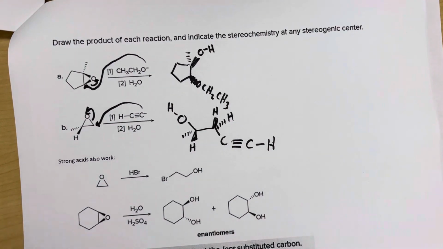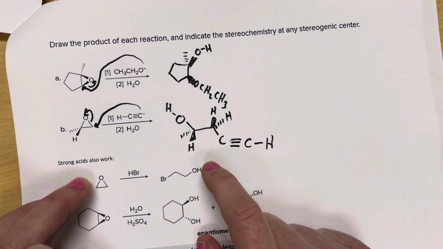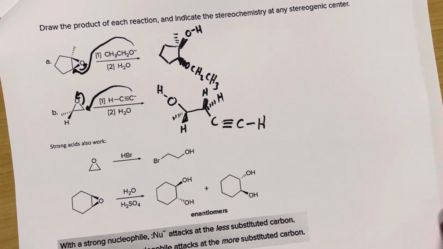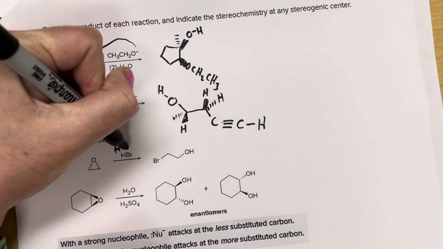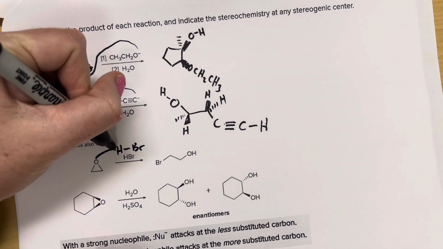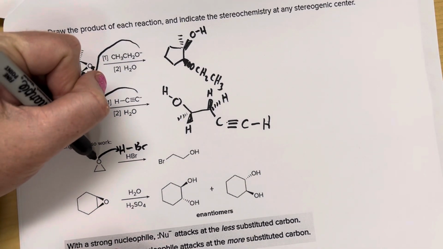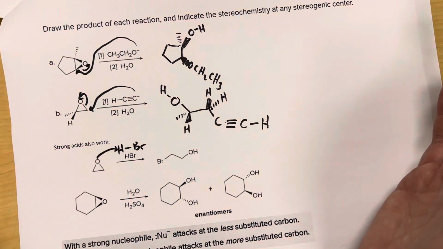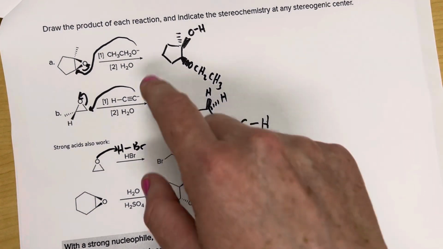All right, now let's look at another thing that's going to throw everything off. Strong acids also work, but the difference with strong acids is they're going to attack the more substituted carbon. And hopefully we can make some sense of why that is. HBr is actually that, right? And the first step here would be the oxygen would attack the hydrogen, and that's what allows it to kind of separate. So it actually separates first before the attack.